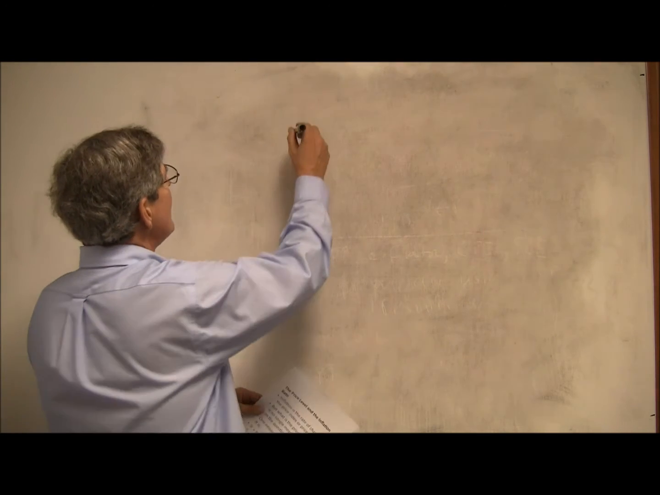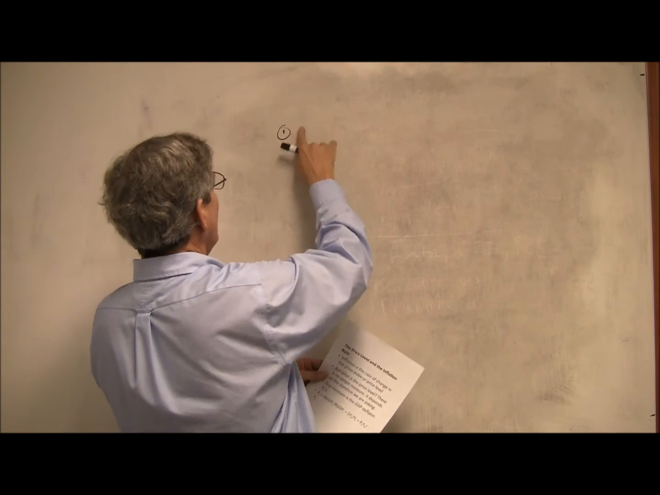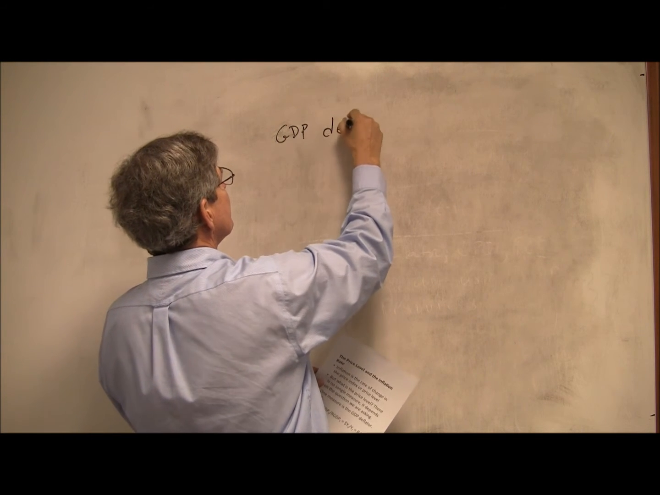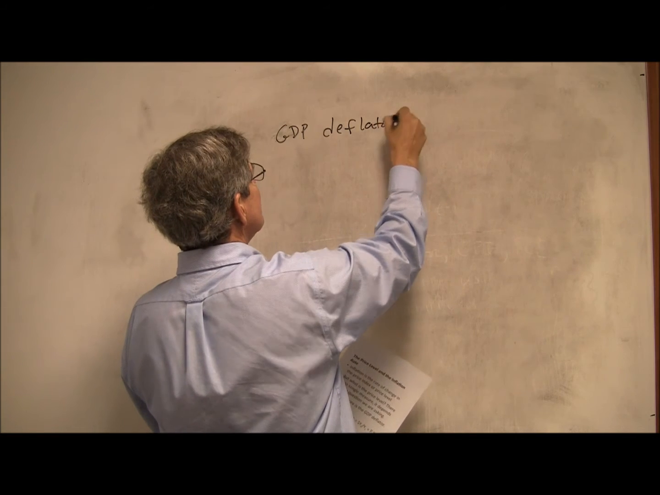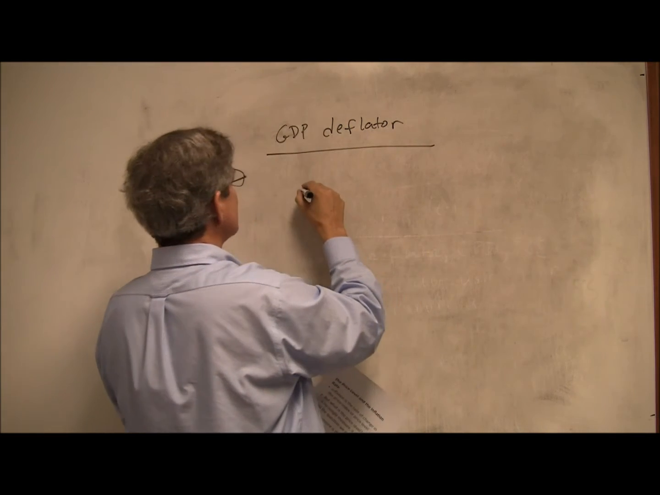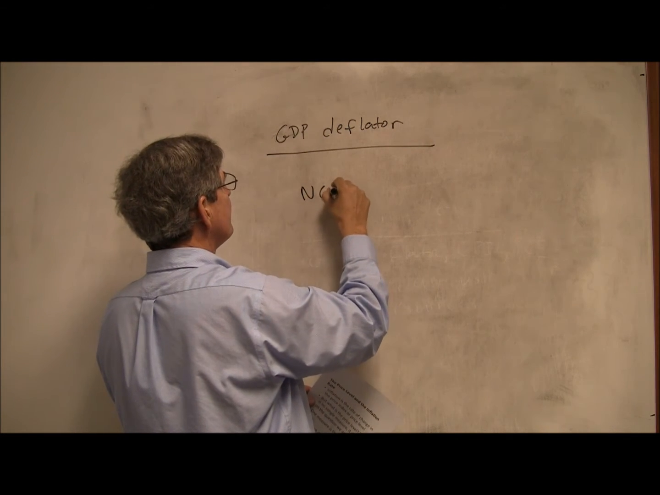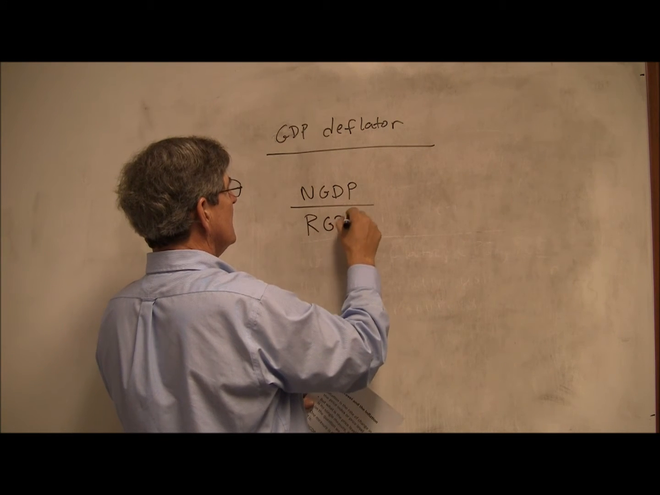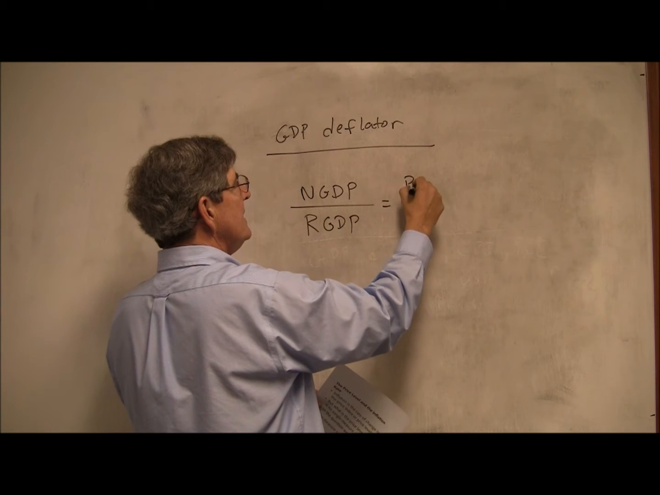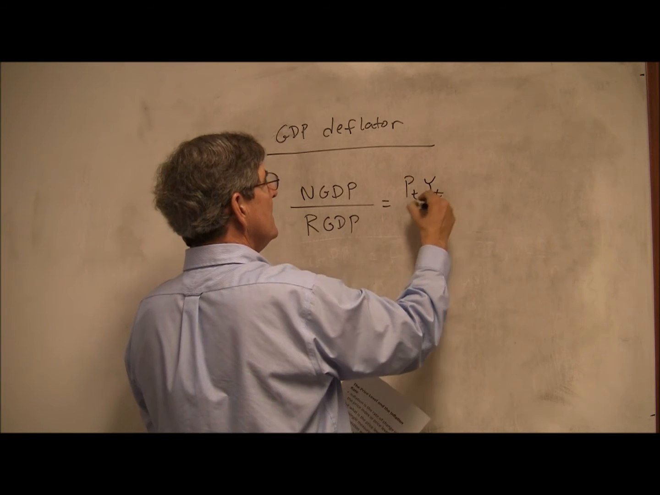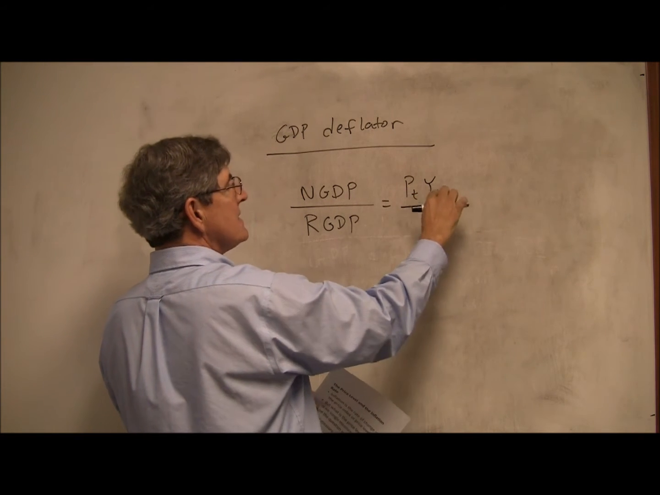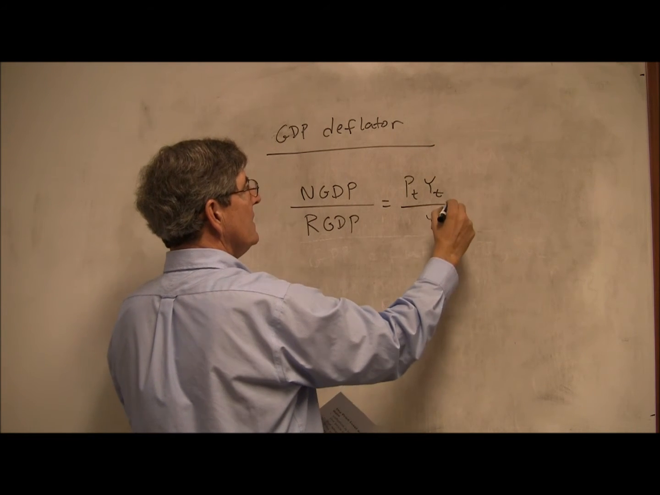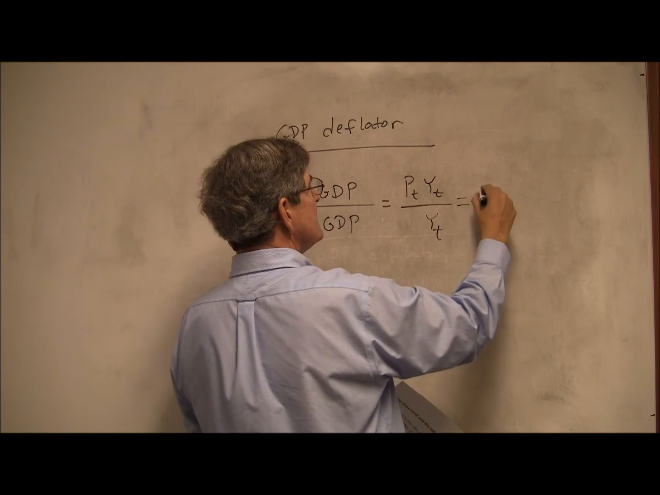So now one measure is the GDP deflator. And it's defined very simply. It's nominal GDP over real GDP. Remember, this was P_t Y_t, nominal GDP, prices times quantities. Real GDP is just Y_t, so that difference is P_t.